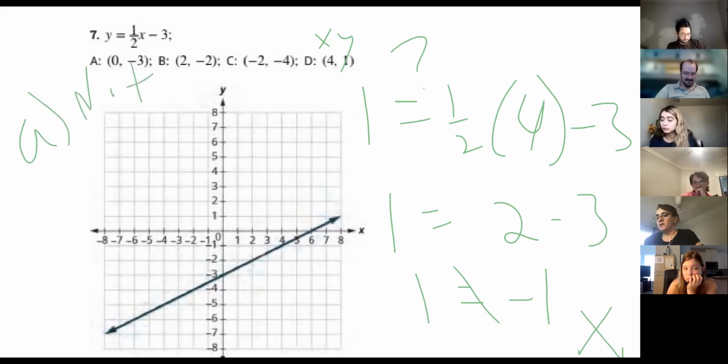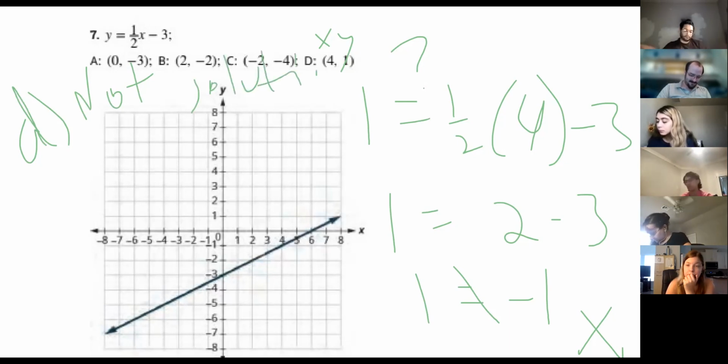Excuse me, teacher. This is D. You are in part C, right? Part D, it's the last one. It's not C, it's D. Oh, okay. And this is not a solution.